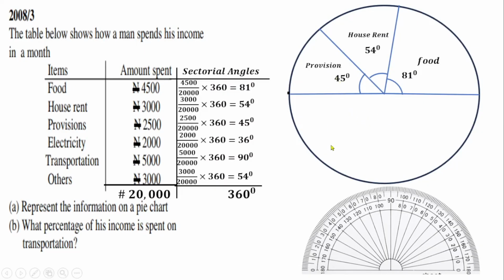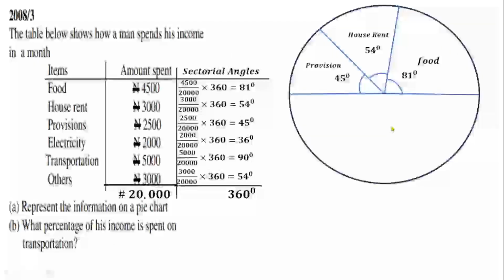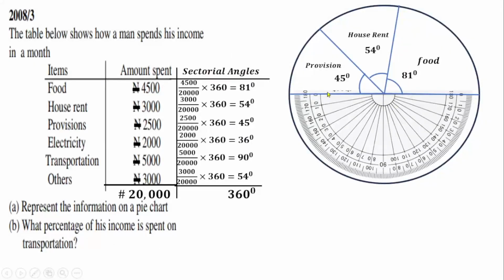The next one is 36 degrees for electricity. So return your protractor back to this and make sure that you place it very well like this. Place your protractor like this, and make sure that the center of the protractor is at the center of your circle, and also mind the straight line at the bottom of the protractor, and read your angle 45. This is 0 to 45. This is 40 here.